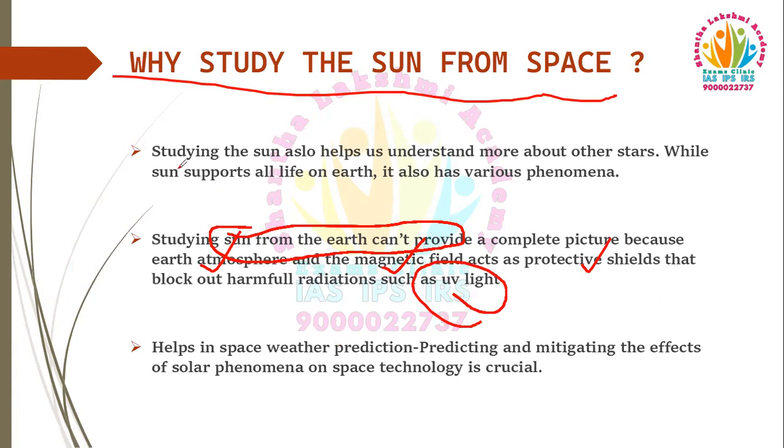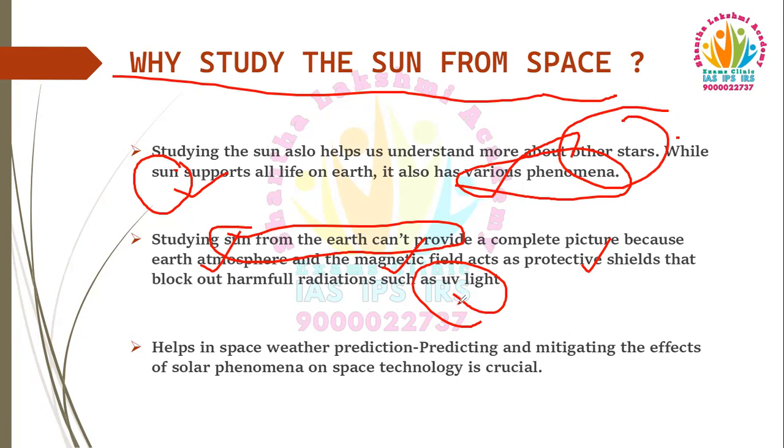We all know that the sun is the biggest source of energy and it supports all life on the earth. So studying the sun will help us understand the various phenomena happening on the earth, and it also helps us understand more about other stars. It also helps in predicting space weather and mitigating the effects of solar phenomena on space technology. As we know, these space events can have adverse effects on communication satellites, communication networks, and power grids.